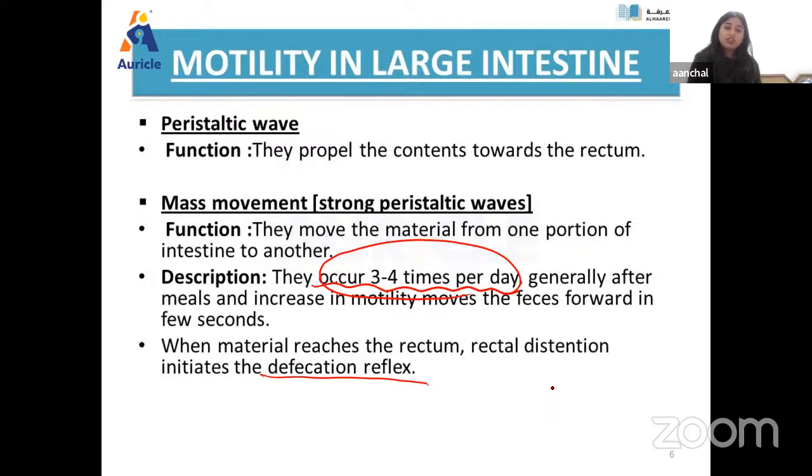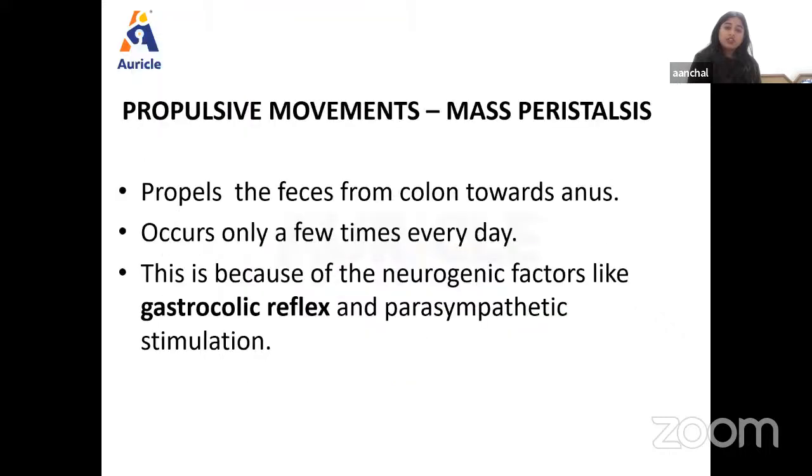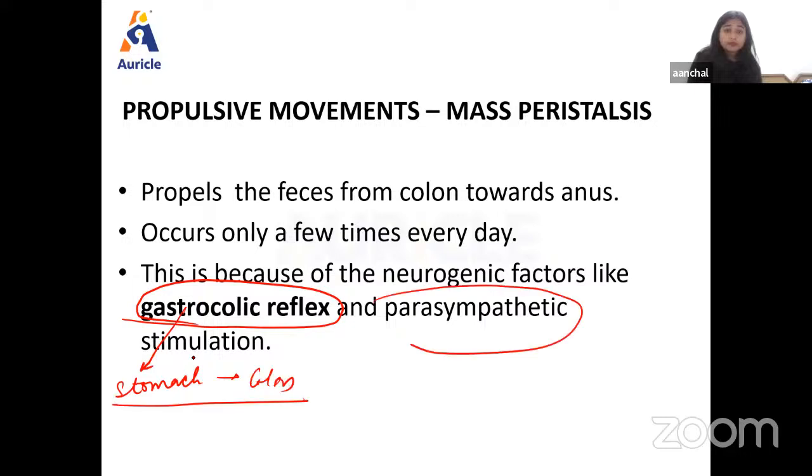Now a very important thing comes here: the propulsive movement, as we have discussed, the mass peristalsis. As we know, this propels the feces from the colon towards the end part, towards the anus, and occurs only a few times, 3 to 4 times every day. And this is because of the neurogenic factor, that is the gastrocolic reflex. This reflex, gastrocolic, means from stomach to colon, and because of parasympathetic stimulation. So both things are responsible here for the mass peristalsis.